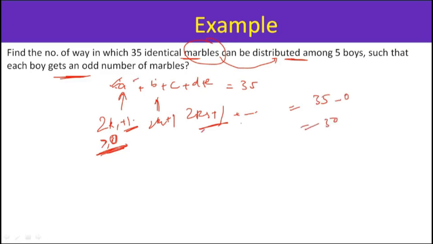There will be 2 from each of the 5 variables. You will divide this by 2. So the new variable equation will be K1 plus K2 plus K3 plus K4 plus K5 equals 15. There are 5 variables, so sorry, there are 4 plus signs. So you simply write the answer as 19C4. I didn't do it completely, but I hope, because we have solved so many questions of this type, this is clear now.